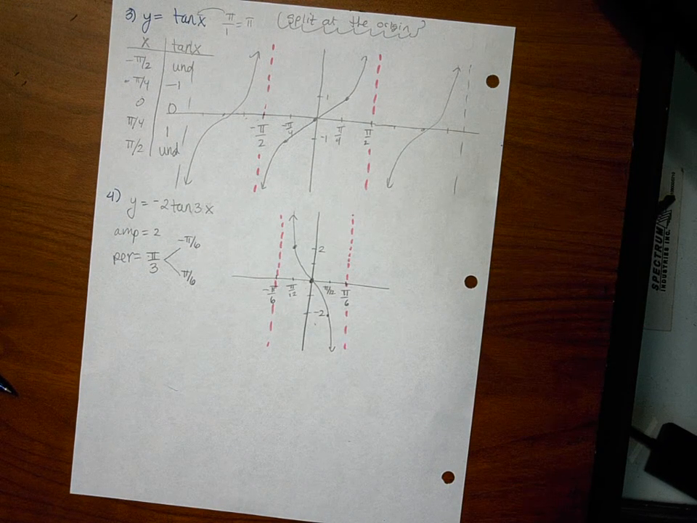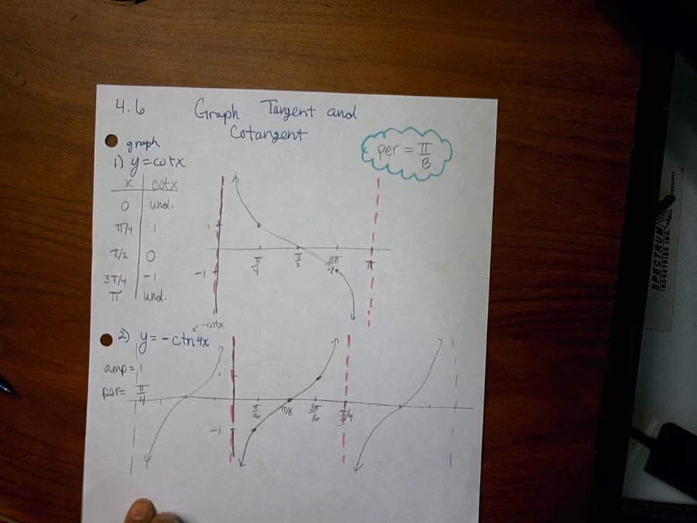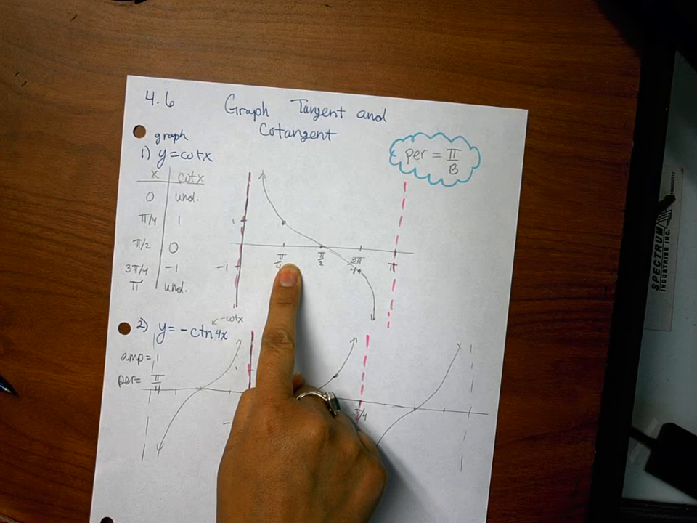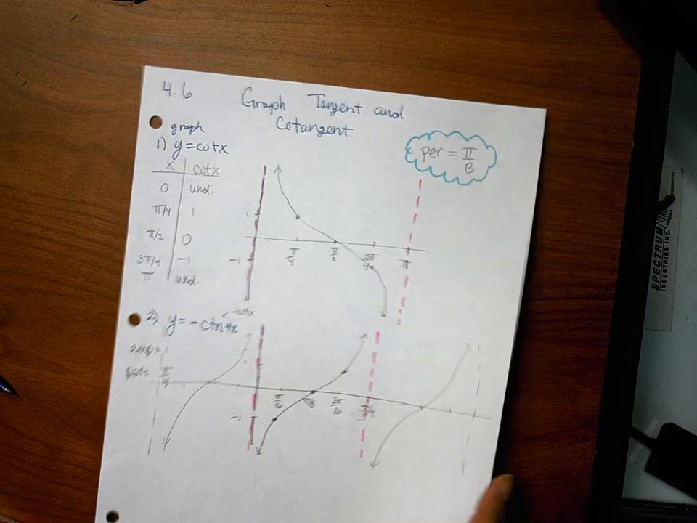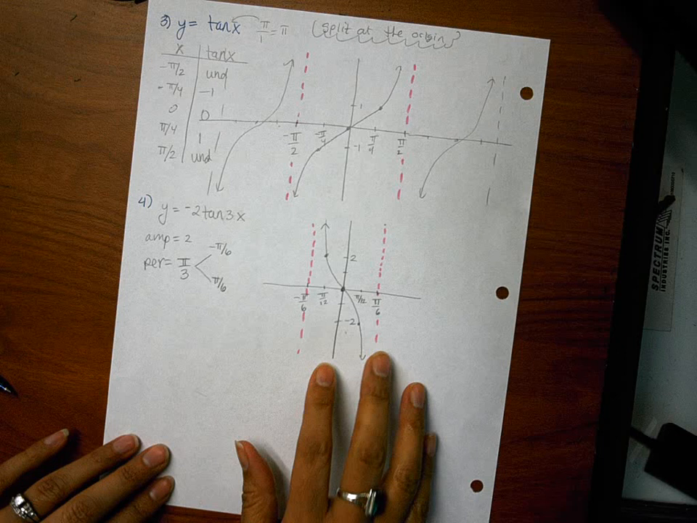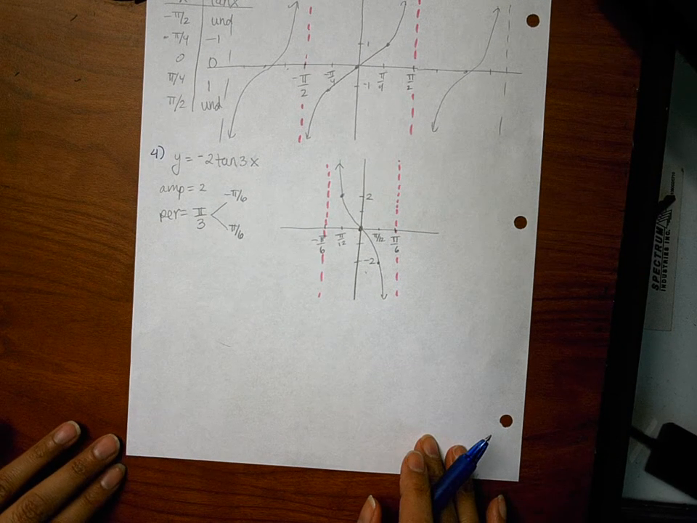Got it? So your negative tangent looks just in the same direction as your positive cotangent. So you do have to keep track of them because they all look very similar. That's your picture for negative 2 tan of 3x. Okay, number 5.